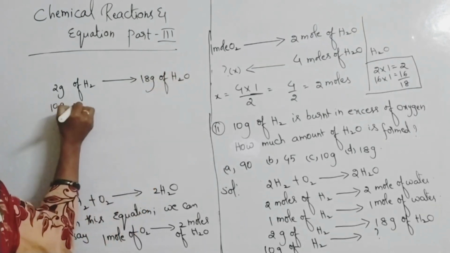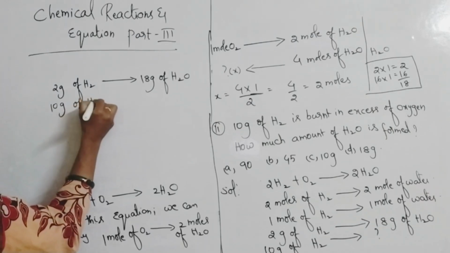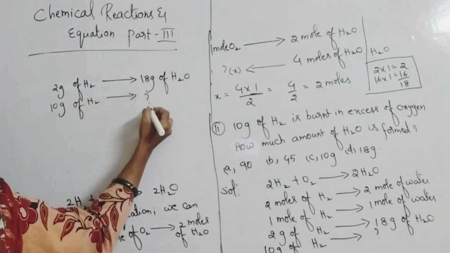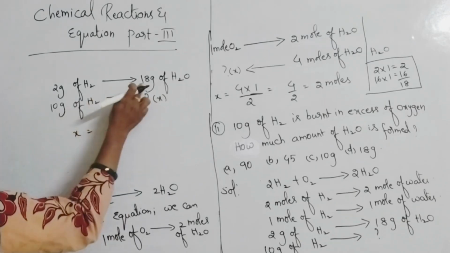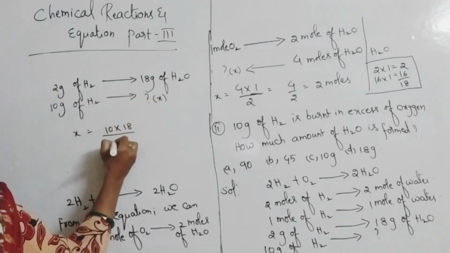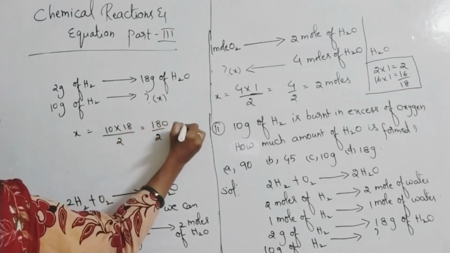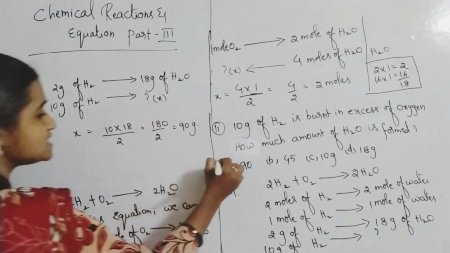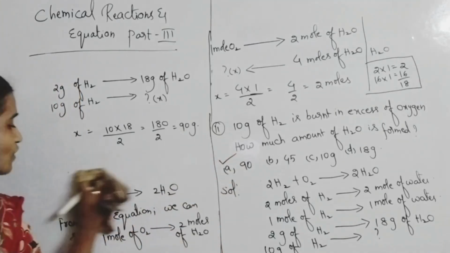If you take 10 grams of hydrogen instead of 2 grams of hydrogen, how much water will come? Keep it x here. To find that x, cross multiply and divide by the third number. 10 into 18 by 2, which is how much? 180 by 2, which is equal to 90 grams. So the answer is: 10 grams of hydrogen gives 90 grams of water.